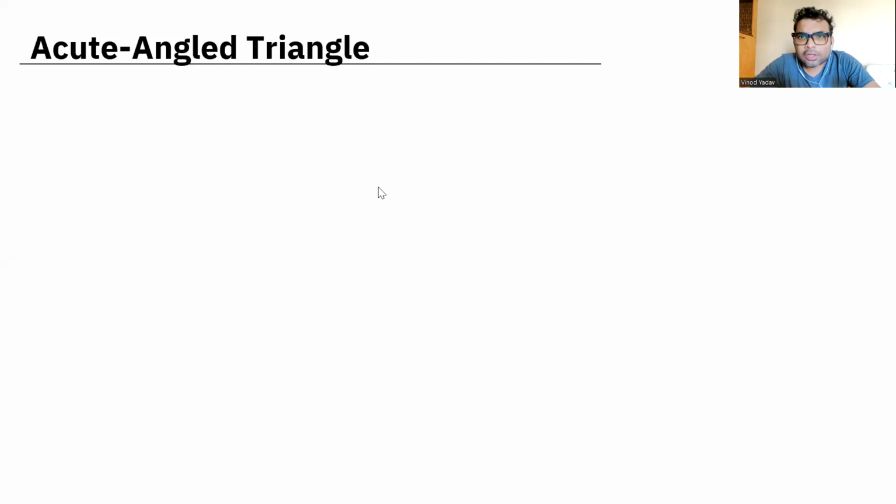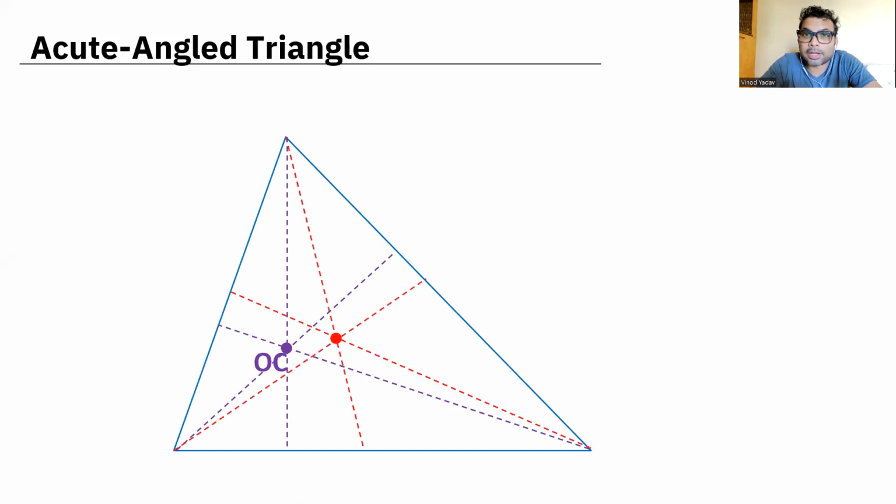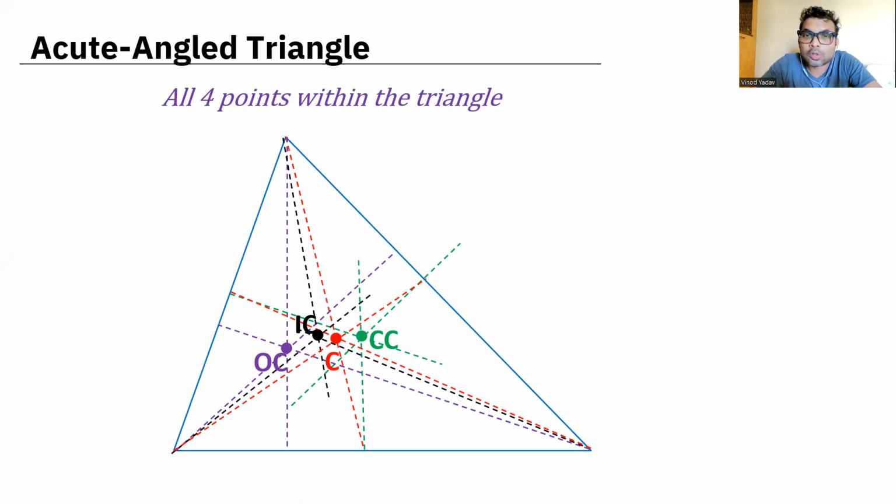Now, friends, after learning and understanding about these 4 points, let's visualize their positions, their locations in all the 3 types of triangles. So in an acute angle triangle, yes, what is this? Orthocenter. Meeting point of altitudes. What is this? Meeting point of medians. Centroid. It should be by heart. What is this? Meeting point of perpendicular bisectors. Circumcenter. And finally, meeting point of angle bisectors. Incenter. So all the 4 points lie within the triangle.